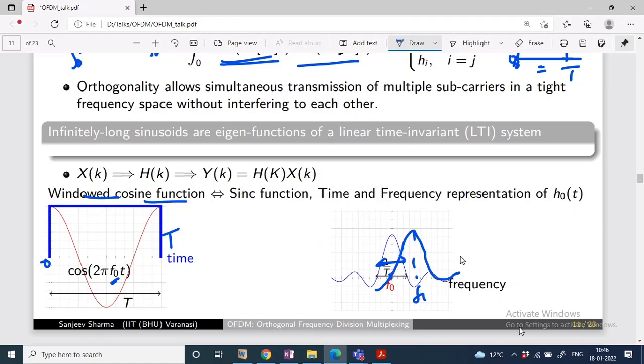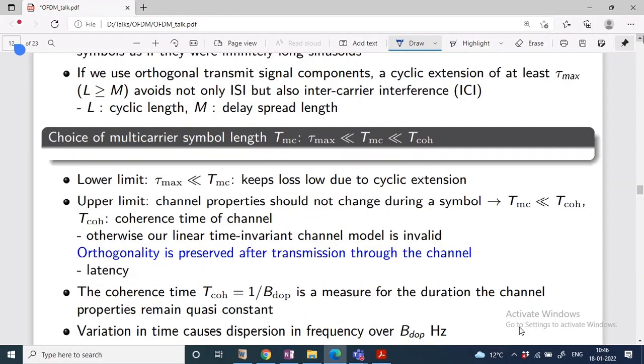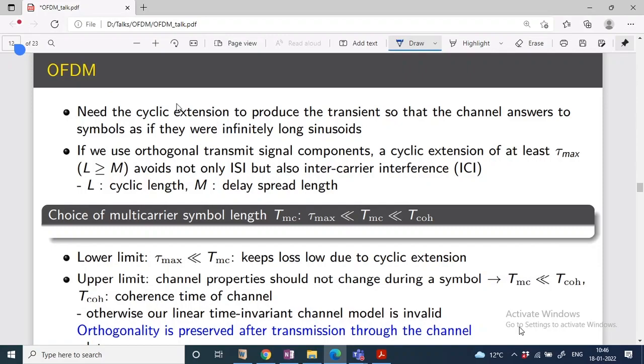Now this condition is again violated. If you transmit cosine functions, then Y_k equals H_k X_k, where H is the channel response and X_k represents the kth frequency or kth subcarrier. But when we put the window on the cosine signals, their Fourier transform is a sinc, and the output is not going to be a valid sine function.